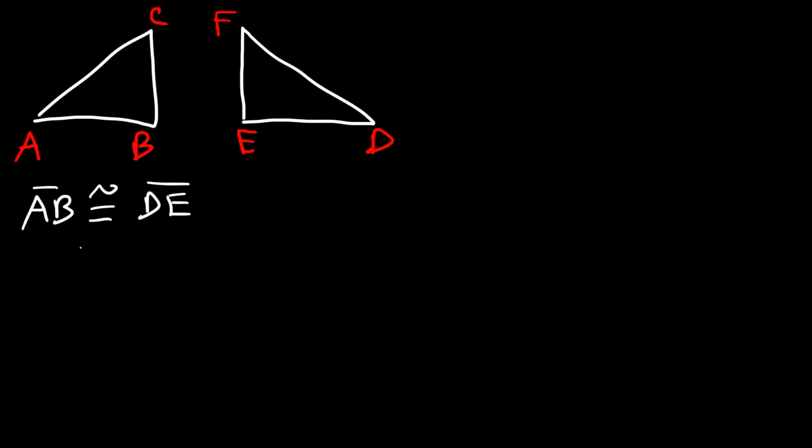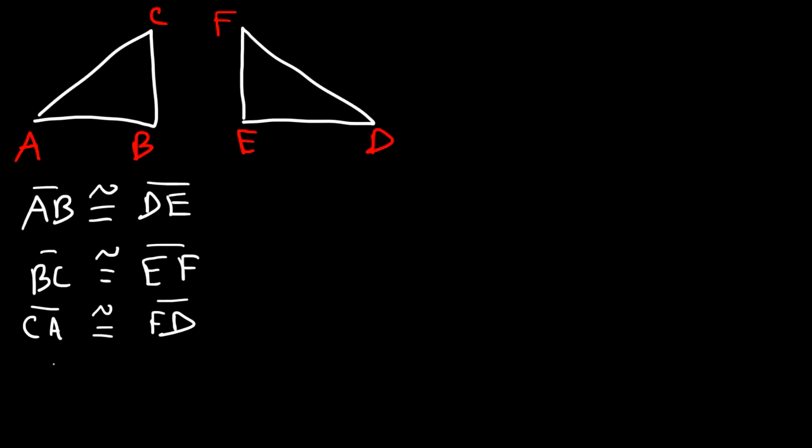So consider these two triangles. Let's call the first one triangle ABC and the second one triangle DEF. Now you're given that AB is congruent to DE, and also BC is congruent to EF, and that CA is congruent to FD. So your task is to prove that, or rather, let's change it. Go ahead and prove that angle C is congruent to angle F.